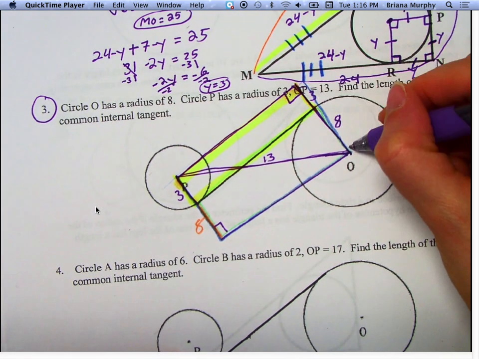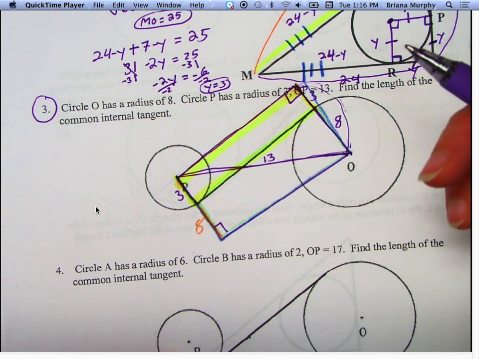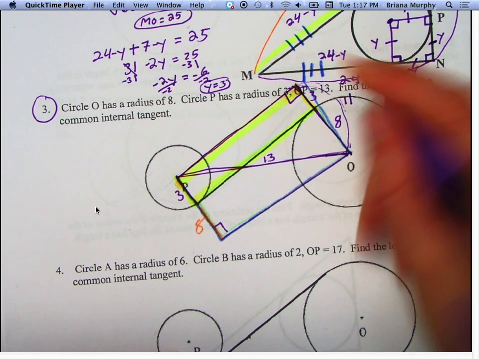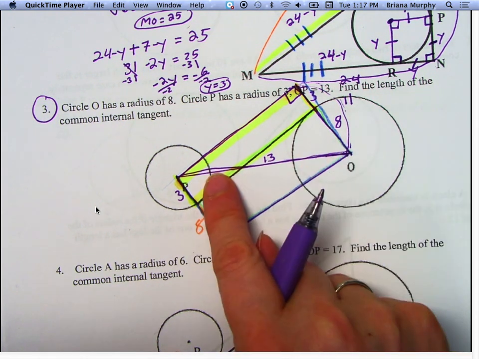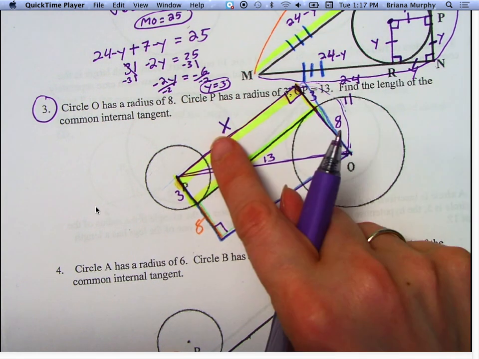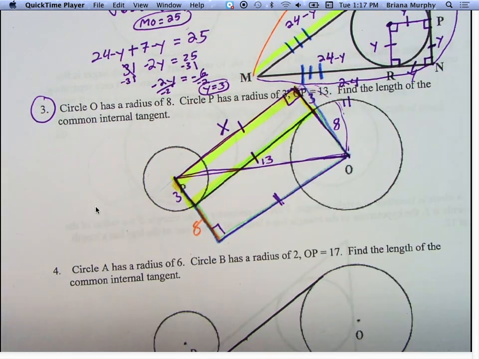What's this length right here? It's not 3 and 8, it's 3 plus 8, which is 11. It is 90 degrees, though, that's true. This purple length right here is 13, and I'm going to find this length over here, x. Do we agree that this length, and this length are all the same? Yes. It's a rectangle, right? Opposite sides are equal.